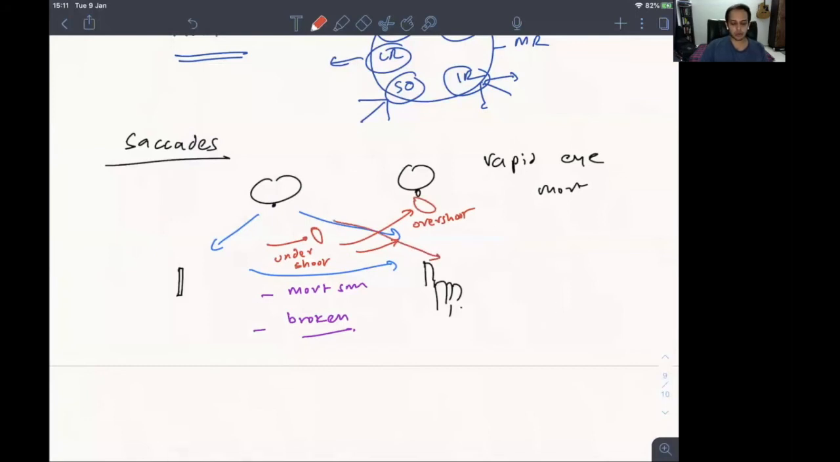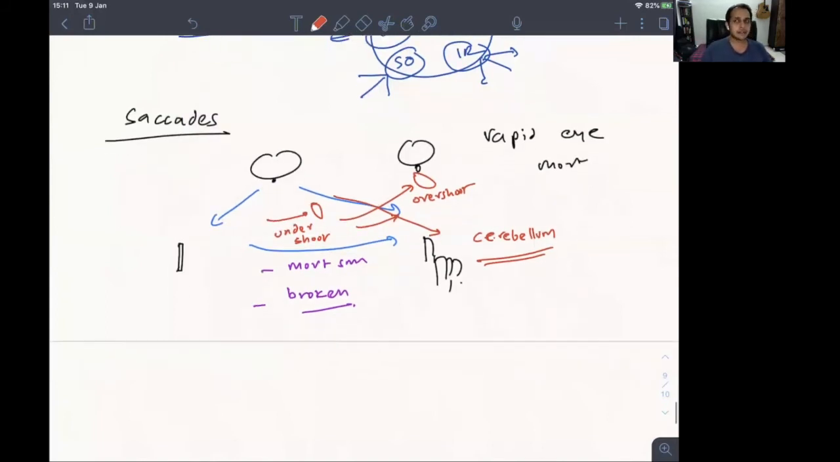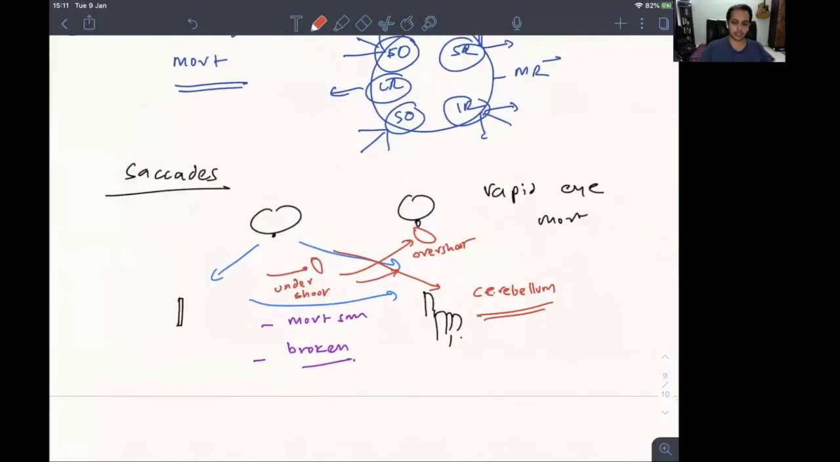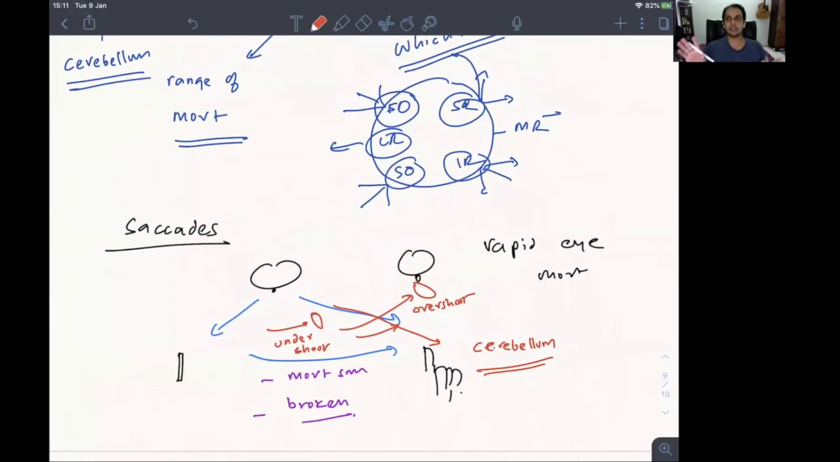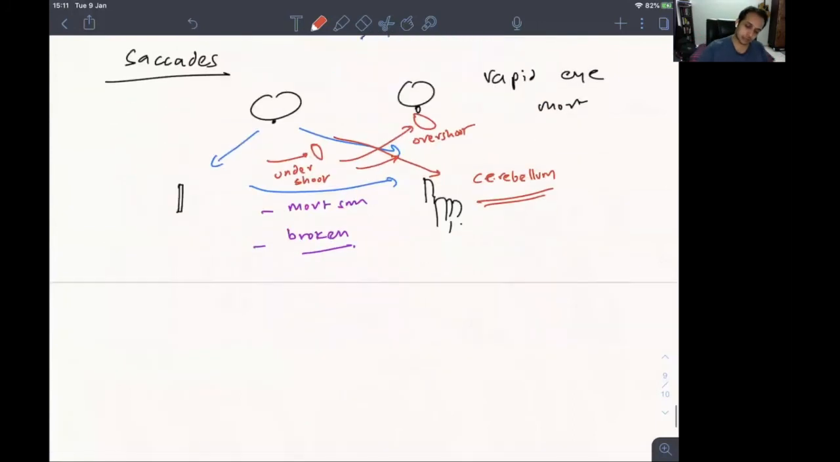And if it overshot or undershot, then it is probably a problem with the cerebellum. And check out the cerebellum clinic if you have not. That will give you a better idea as to why it overshoots and undershoots. And finally, you have your accommodation reflex, which we have already tested. So that covers your 3rd, 4th, and 6th.